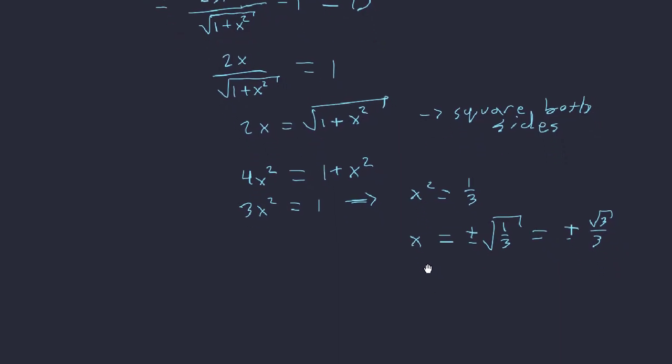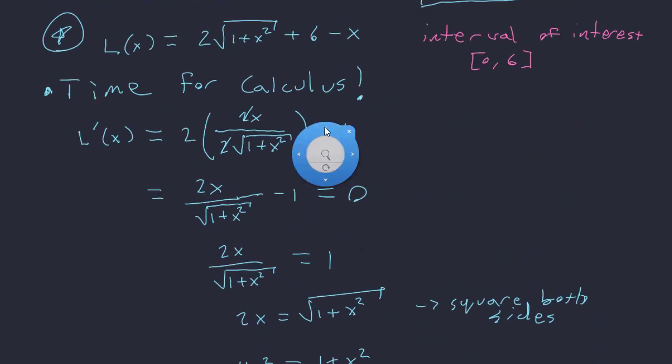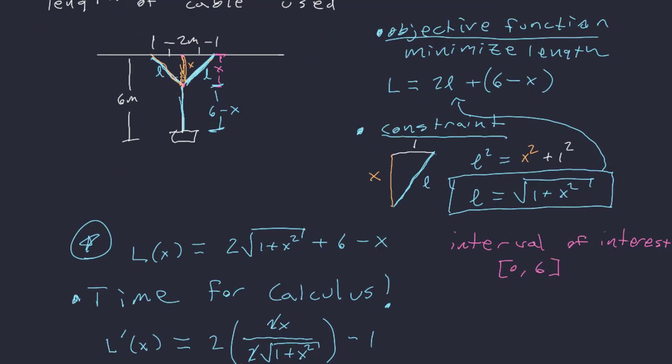We're not going to use the negative one because it doesn't make any sense for x to be negative, so we'll get root 3 over 3, and that ends up being about 0.577 meters. So really, we minimize this situation by something kind of small, like 0.5 meters right here. So not right up on the ceiling, but close.